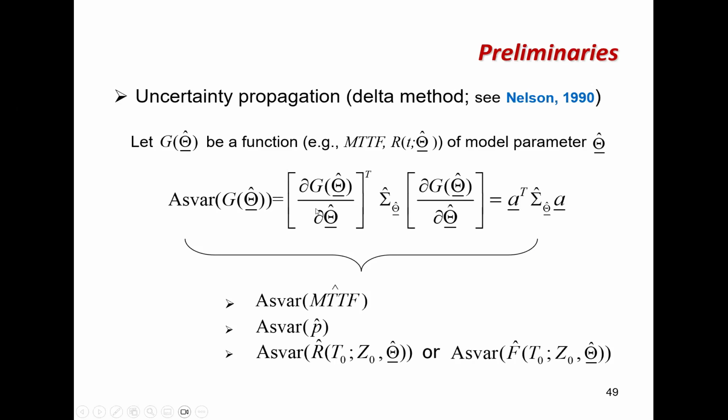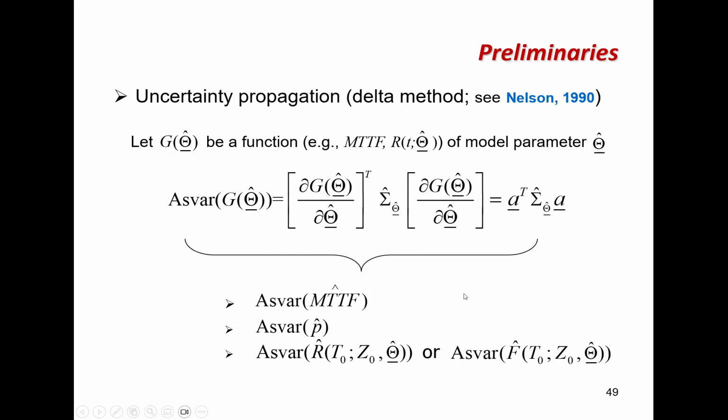One is the gradient, which is the partial derivative of the G function with respect to the unknown parameters, and this is the variance covariance matrix in the middle. You can get it from the Fisher information matrix. Then we can simply consider that the part on the left is the row vector, and the part on the right, the transpose, is the column vector.